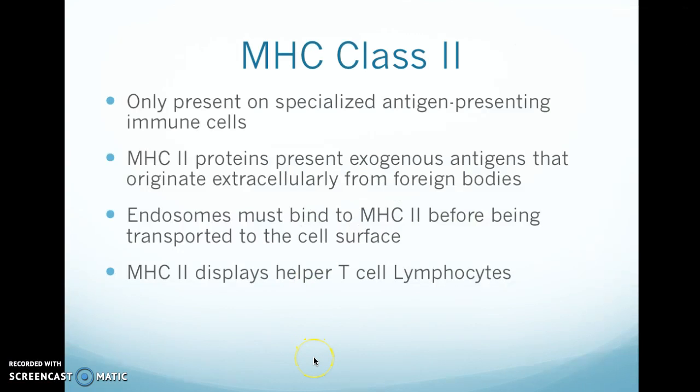So again, the major differences between these two classes are that MHC class 1 is present in almost all cells, while MHC2 is only present on specialized antigen-presenting immune cells. And then class 2 is exogenous, and class 1 is endogenous. And then basically, the class 2 are the helper T cells, and class 1 are the cytotoxic T cells.